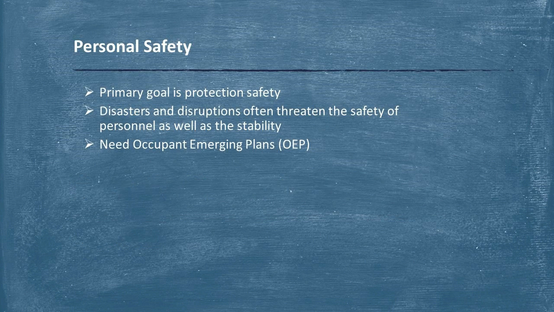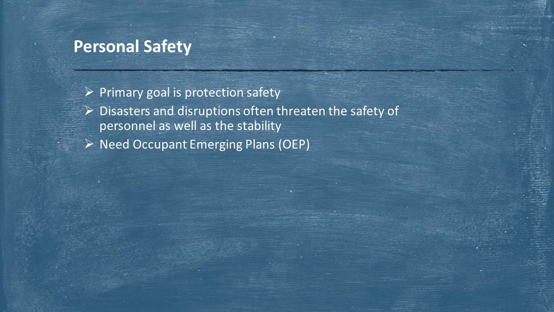In this session, let us take a look at personal safety, that is people safety. The primary goal is protection of personal safety. We have earlier seen, and it has always been stated, that first the people come first, then the property and other computer equipment. So personal security is very important.